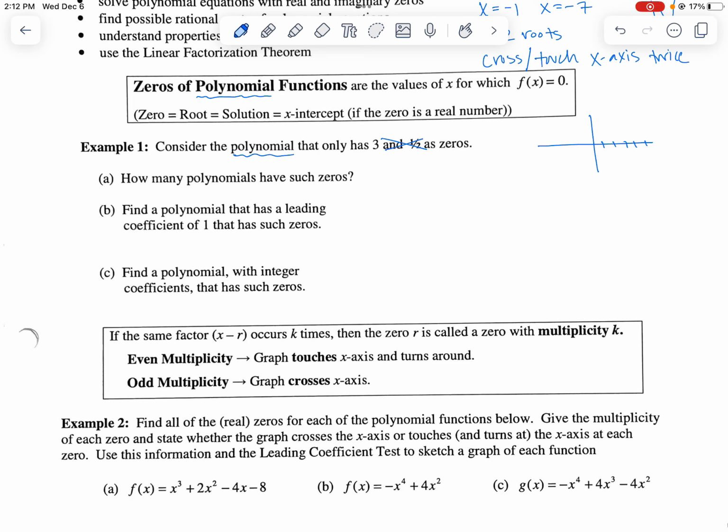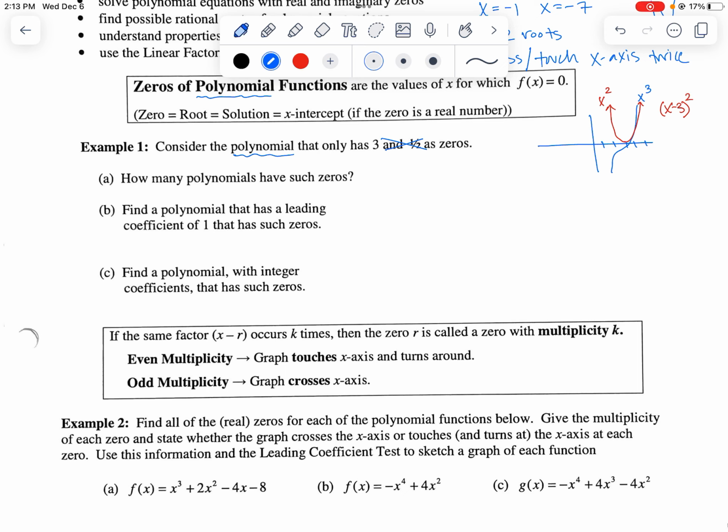We could have a couple situations, right? We could have a function that looks like this. You can think of the parent function of that as x cubed, right? Or we could have a function, let's see, in a different color, that looks like this, where maybe it just touches and turns around. Okay, in which case that parent function is x squared. In the case of x squared, both roots would be where x equals +3.